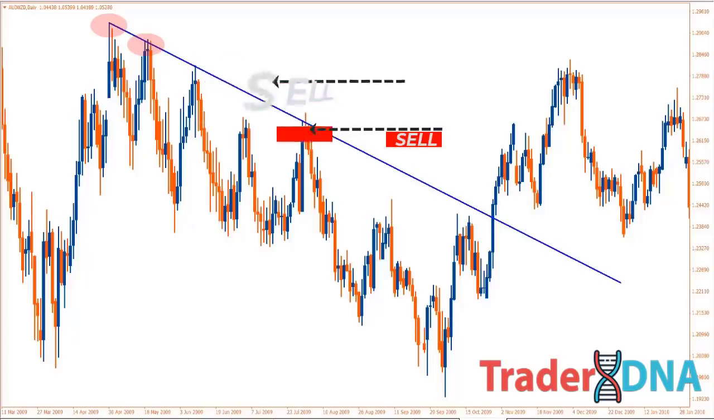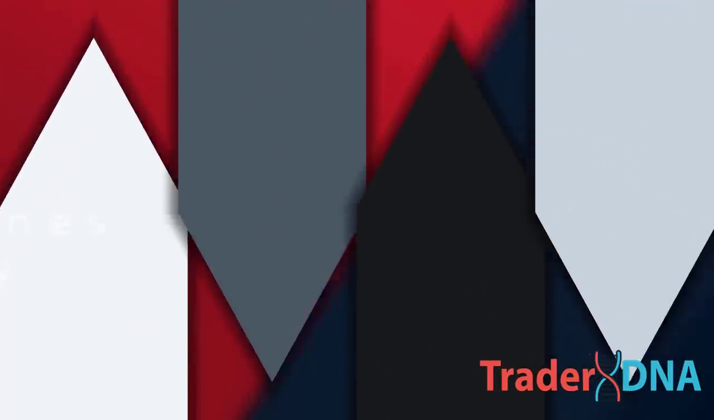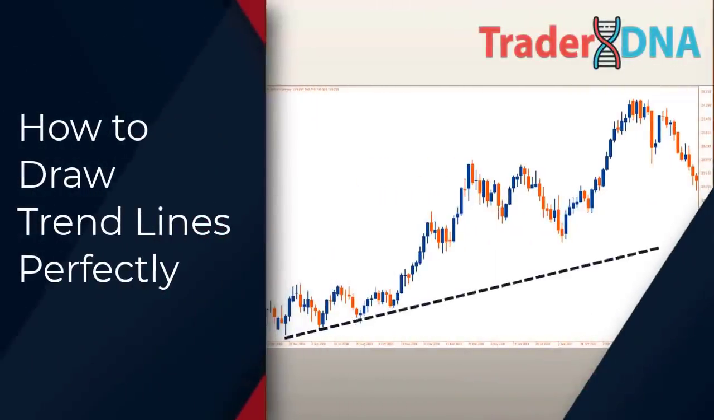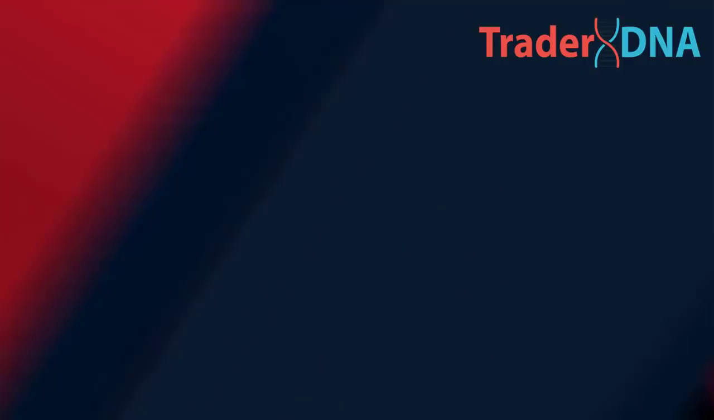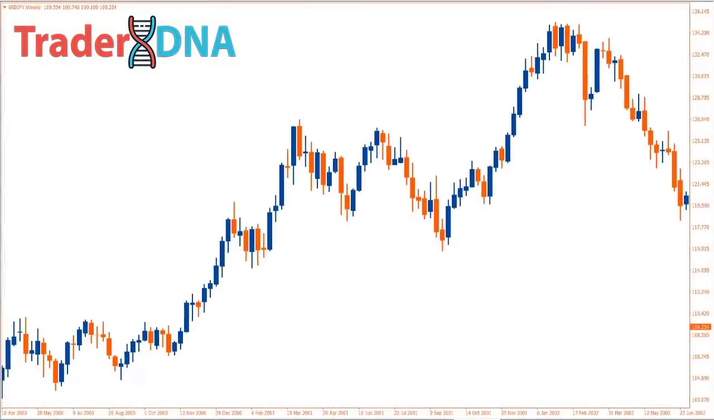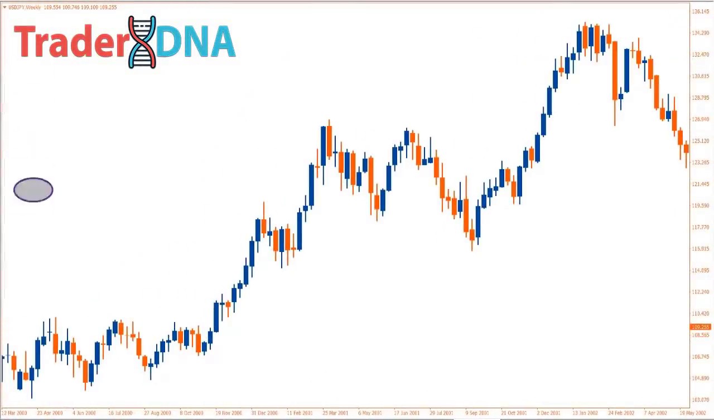And now, how to draw trend lines perfectly. Now that we have a good understanding of what trend lines are, let's go over how to draw them. The very first thing to know about drawing trend lines is that you need at least 2 points in the market to start a trend line. Once the second swing high or low has been identified, you can draw your trend line.